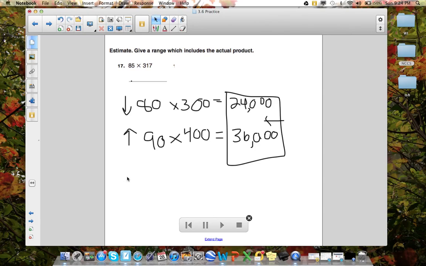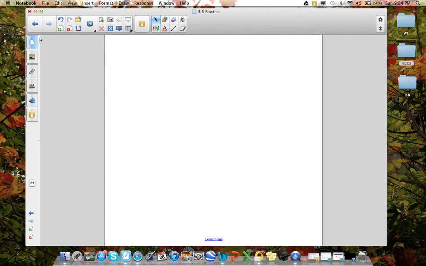And I'm not sure if we brought a calculator. Yes, we did. So let's see what the actual product is. Now, you don't need to find the actual product on these. I'm just demonstrating that as an example of, look, 26,945, which is in fact in between those two numbers. So hopefully that gives you a better idea of how to do the problems on practice 3.6.